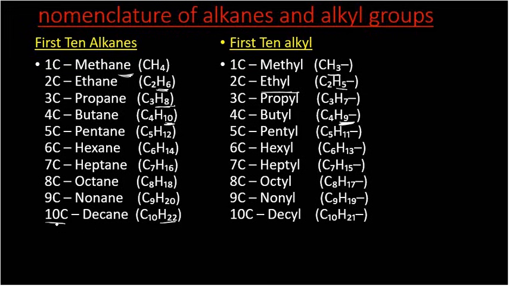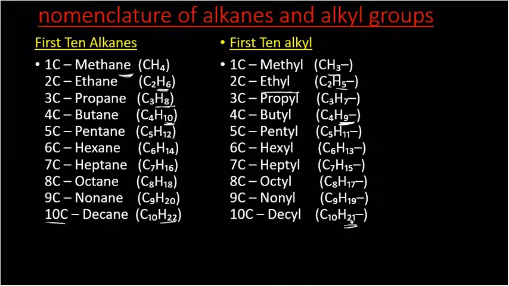Okay, let's also go to the one which has 10 carbons. The one with 10 carbons is known as decane. Since it's decane, it has C10 and H22. But when you go to this side, it is decyl. So decyl has C10 and H21. That is what we call decyl. So we have differentiated between the alkanes and the alkyls.